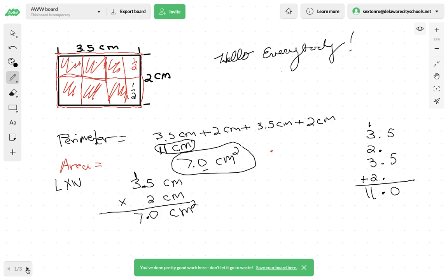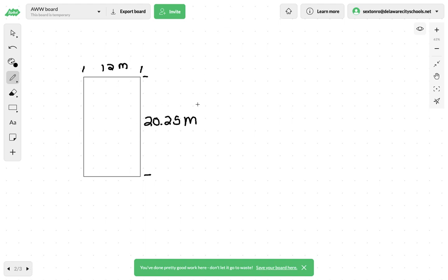Let's take a look at another example. Here's another example, very similar to what we would have in our lesson today. For this, I need to find a perimeter. Let's see.